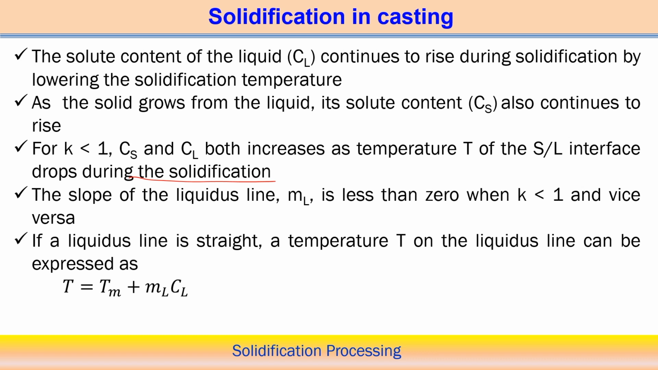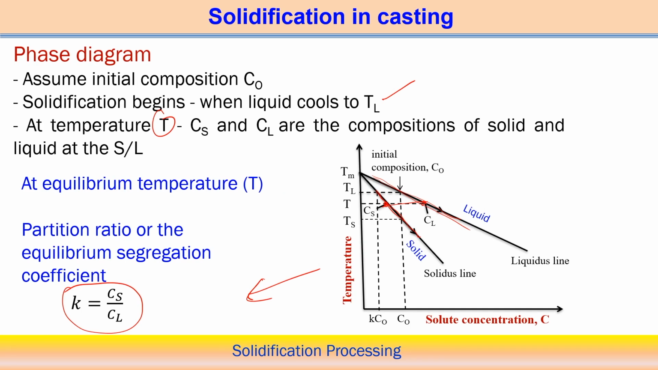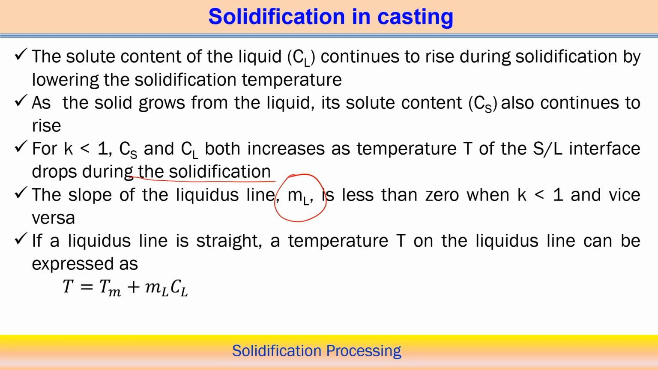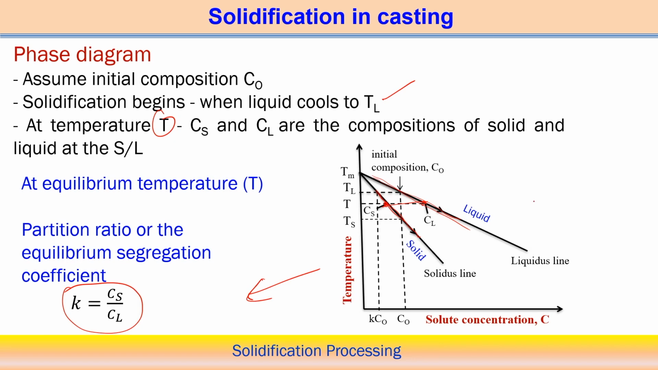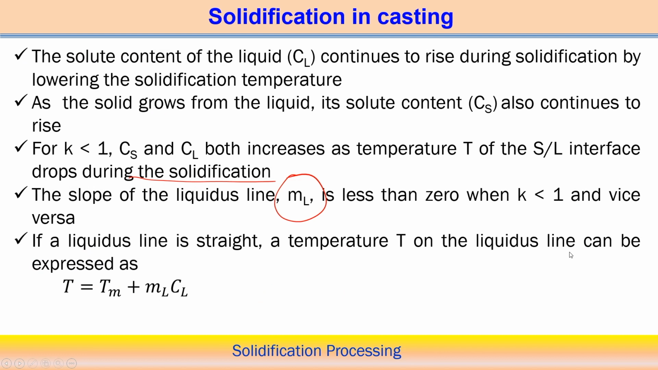Now, if we define the slope of the liquidus line as ml, which is less than 0 because it is a negative slope in the diagram, and of course K is less than 1. But if it is a positive slope diagram, then K should be greater than 1. Here we are assuming the liquidus line is a straight line.